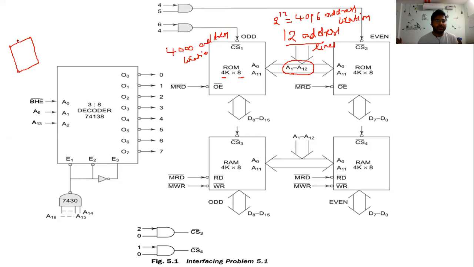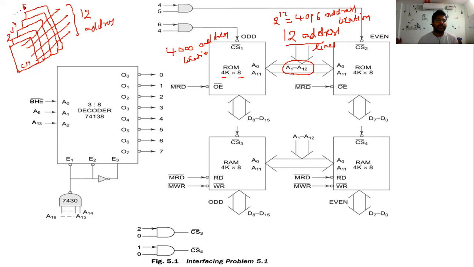These are connected like this. So 8 lines, and totally 12 address lines. This is chip 1, this is 2, 3, 4, and so on up to 8 chips. So these 12 address lines are sufficient to connect any number of 4K devices.